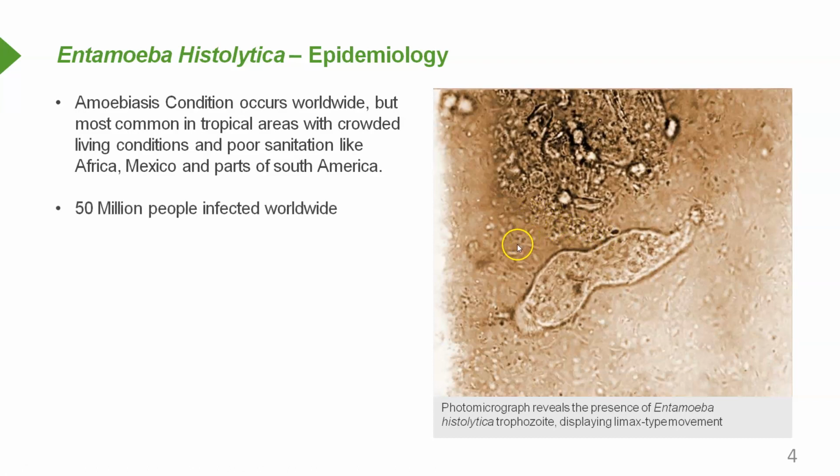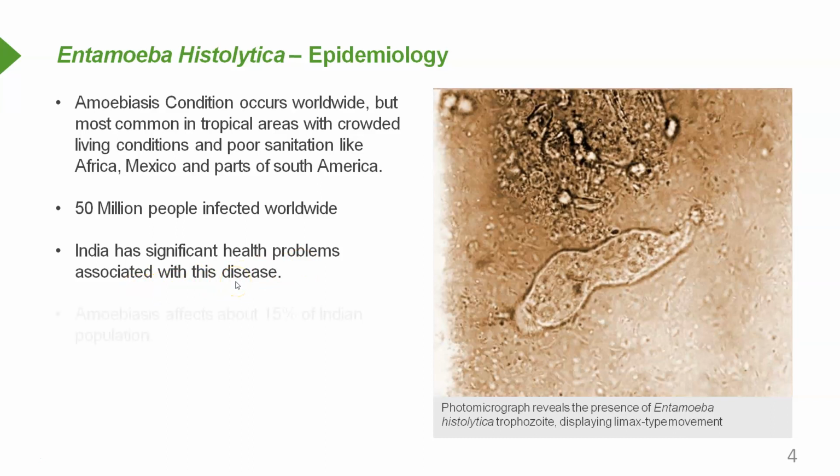Now coming to the epidemiology, amoebiasis condition occurs worldwide, but most commonly seen in tropical regions with crowded living conditions and poor sanitation like Asia, Africa, Mexico, and parts of South America. There are 50 million people infected with amoebiasis worldwide. India has significant health problems associated with this disease. Amoebiasis affects about 15% of Indian population.